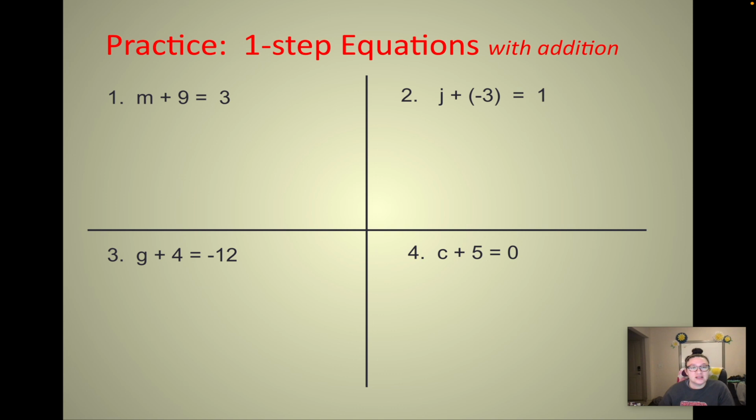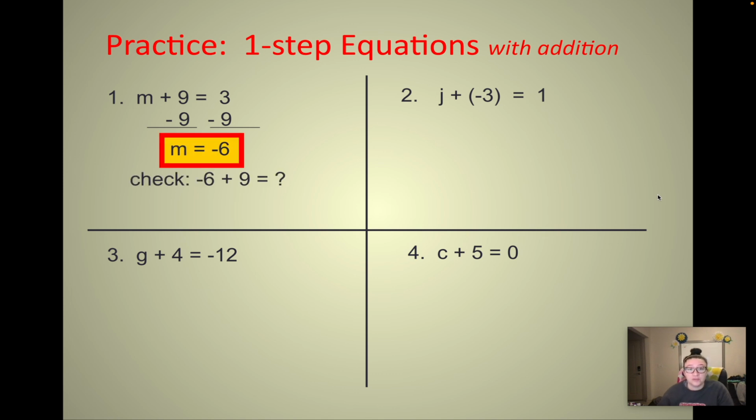All right, so on number 1, we had addition. The opposite of addition is subtraction. We need to subtract 9 on both sides. So 3 minus 9, oh no. You do get a calculator. No shame in the calculator game. 3 minus 9 is going to give us a -6 for m. And then hopefully you went back and you checked your work.